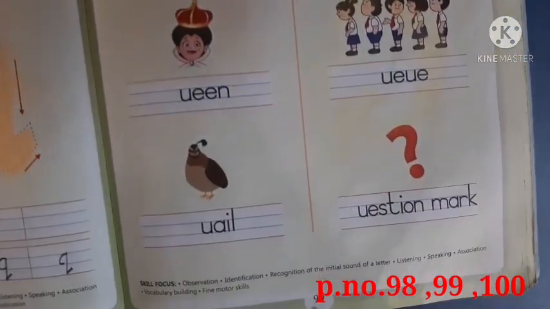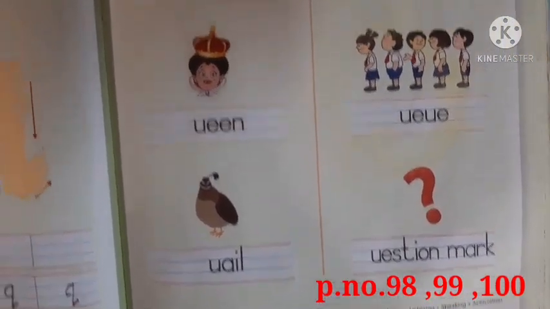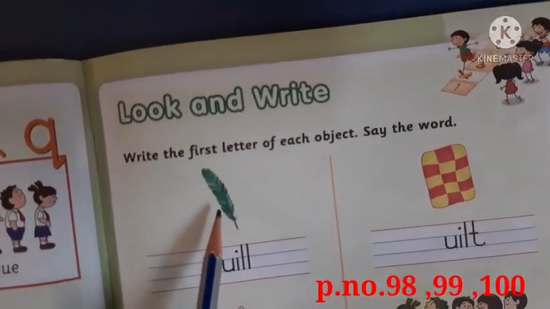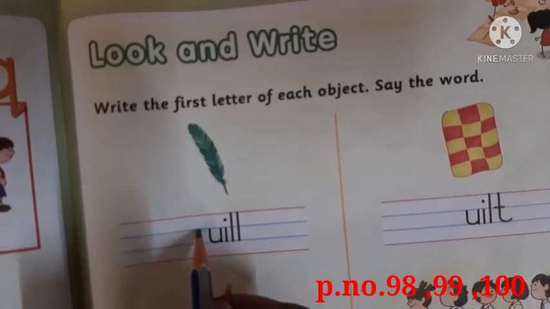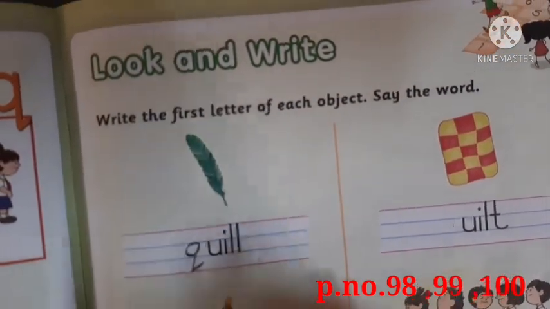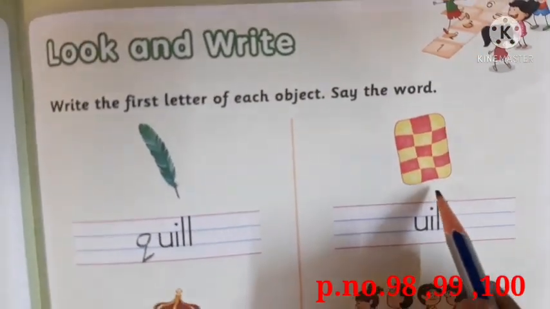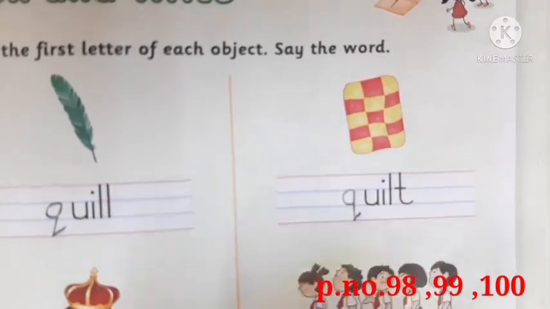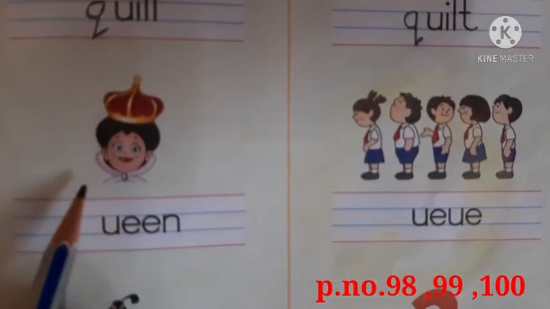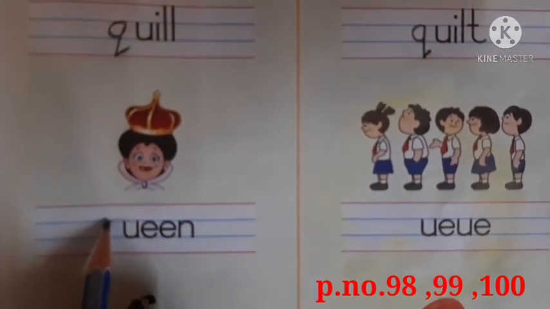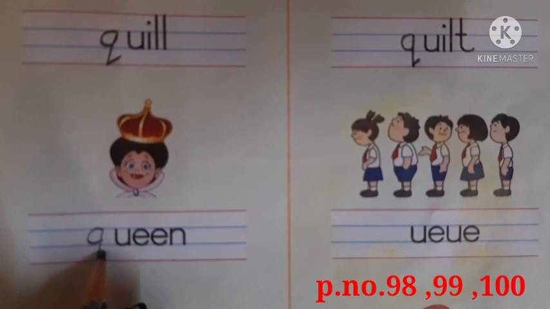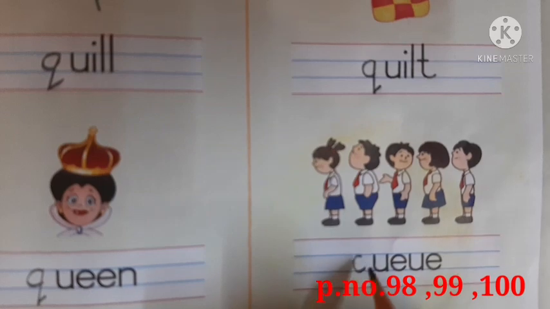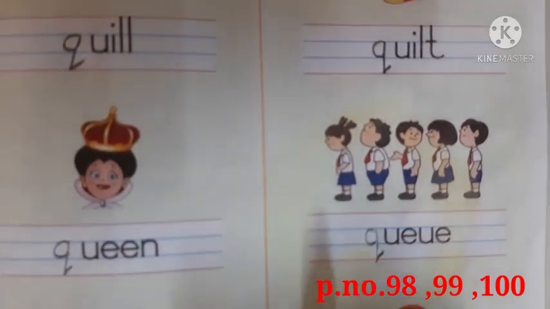Page number 99. Write the first letter of each object. Say the word. Which picture is this? Quill. We have to write small letter Q. Which picture is this? Quilt. We have to write small letter Q. Write the first letter. Which picture is this? Queen. We have to write small letter Q. Which picture is this? Queen. We have to write small letter Q.